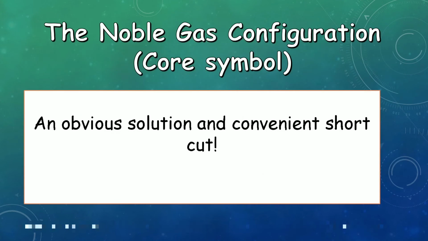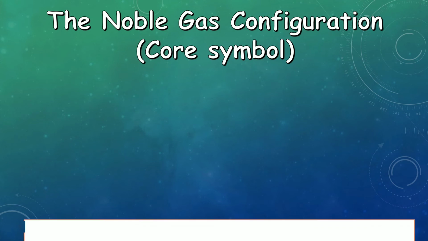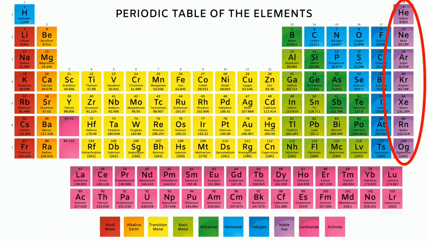Okay? Next, ngayon, sa pagsulat ng electron configuration, kung mapapansin nyo, di ba, napakahaba. In writing a very long electron configuration, we need to study the noble gas configuration, or what we call the core symbol. Okay? It is an obvious solution and convenient shortcut in writing. Paano po ito? Let's talk about first the noble gas. Ano ba itong mga noble gas? Saan ba sila nakalocate? Noble gases are helium, neon, argon, krypton, xenon, radon, and oganesson. They are located in the rightmost part of the periodic table, as you can see on your screen.